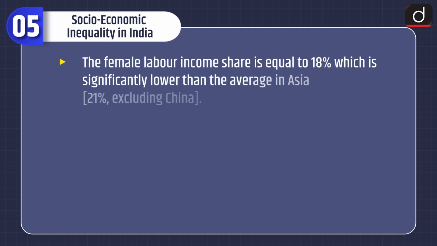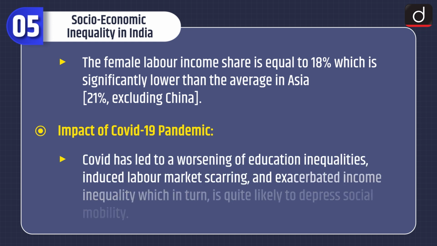The female labor income share is equal to 18%, which is significantly lower than the average in Asia, that is 21%, excluding China. Fourth is impact of the COVID-19 pandemic. COVID has led to a worsening of education inequalities, induced labor market scarring, and exacerbated income inequality, which in turn is quite likely to depress social mobility.